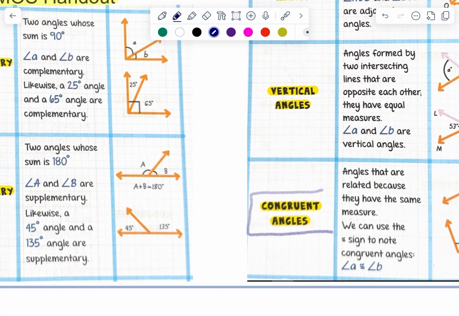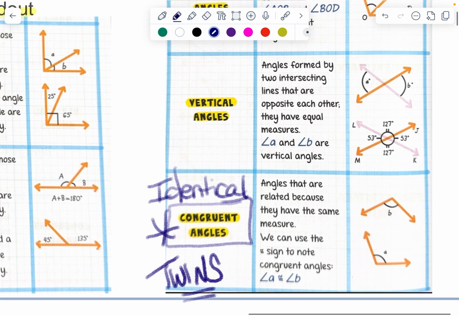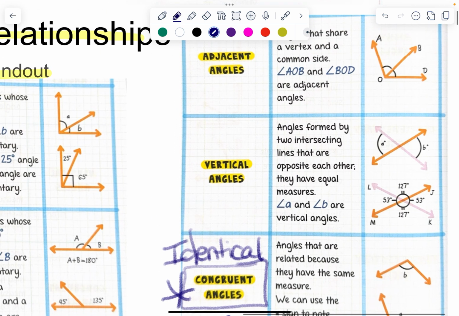Congruent angles are twins. They are identical. They look the same. They have the same measure. You can look at them and see they are identical. Okay? We're going to talk more about vertical angles.